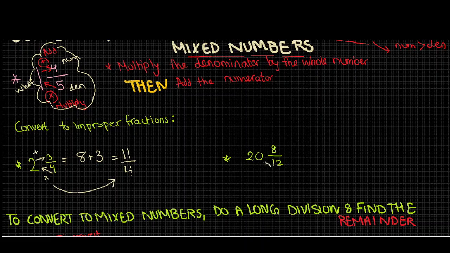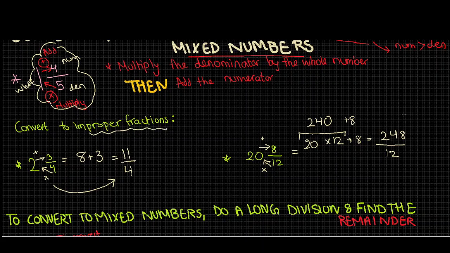So this is our mixed number converted into an improper fraction. Similar here, maybe larger numbers, you can encounter them. First of all, we do 20 times 12, and then plus 8. By the order of operations, we do the multiplication first, and that would be 240, and then we add to it 8, so that would be 248 over 12. So this is our conversion from mixed number to improper fraction.